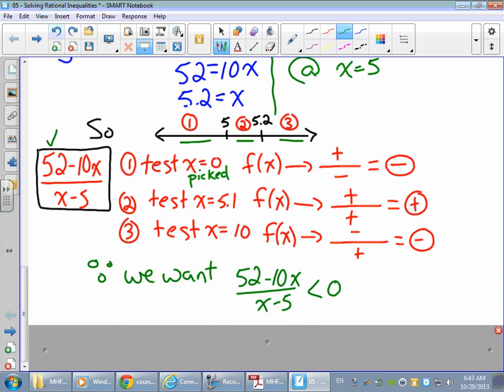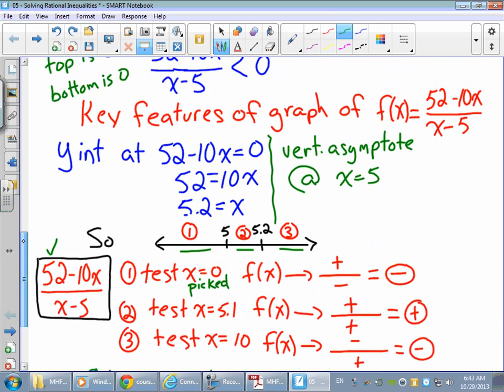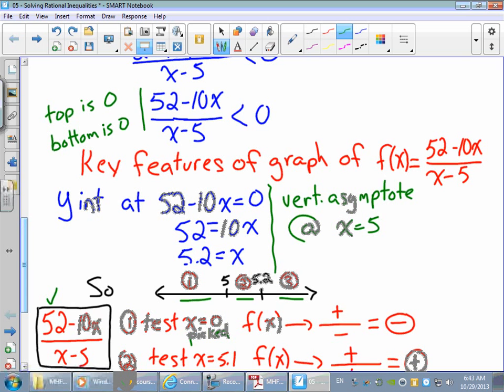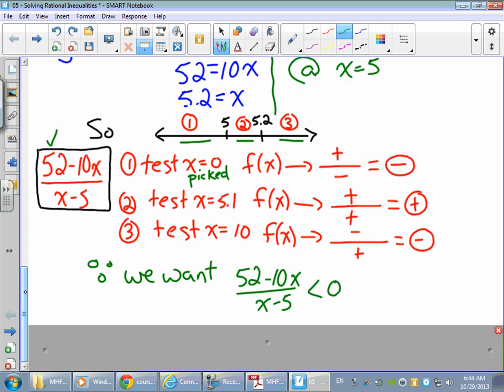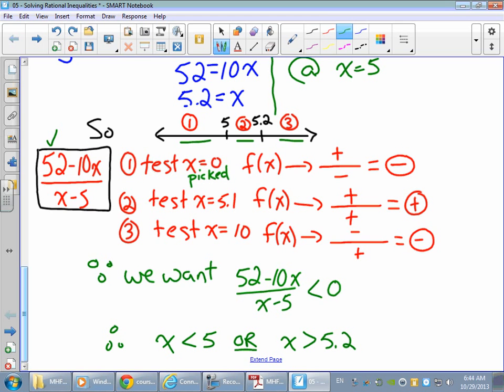And so, last statement, basically, I just have to figure out what my solution is. If I slide back here, the question that I was working with was this one. And so I need to know when the 52 minus 10x over x minus 5 is less than 0. That's what I'm interested in specifically. And of course that happens in this area here and this area here: when x was in region 1, which is less than 5, and when x was in region 3, which is greater than 5.2.